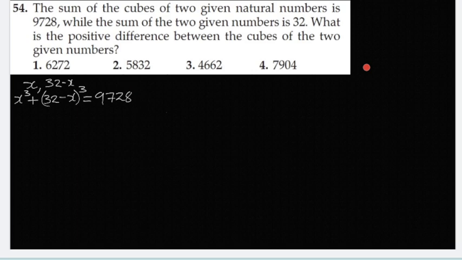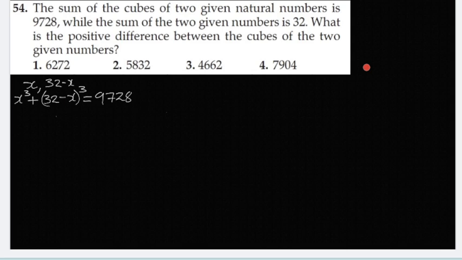Now what we have to do is find out the value of x and find out the difference between the cube of the two numbers. So how will we do that? We have to expand this given information first. So how will we expand this?